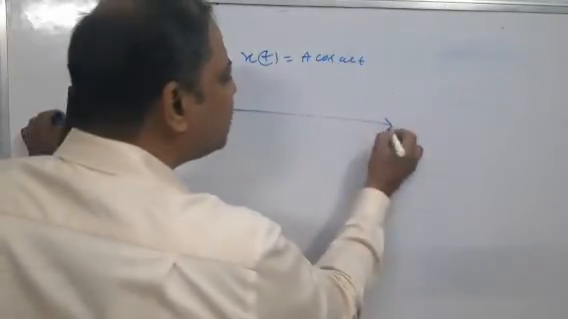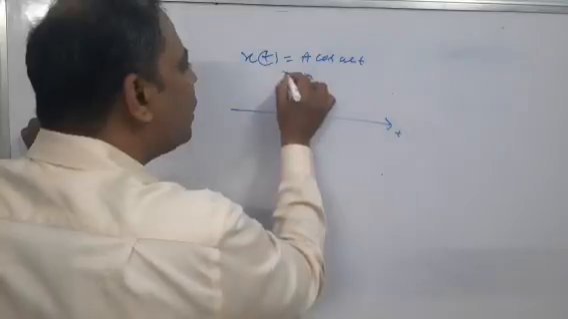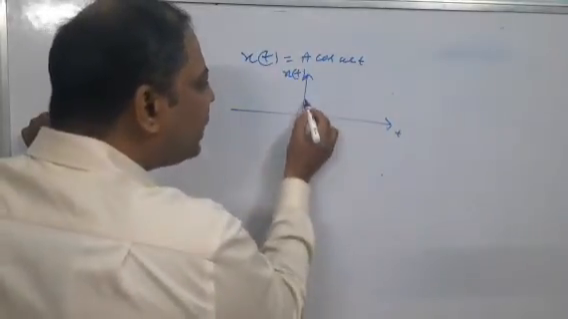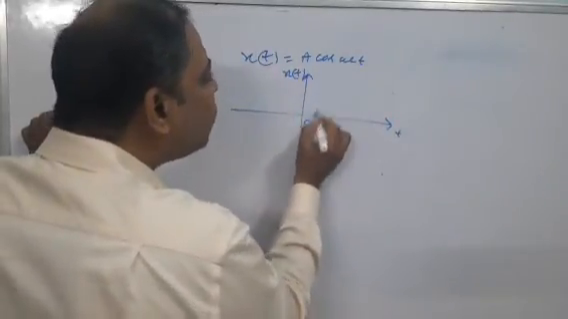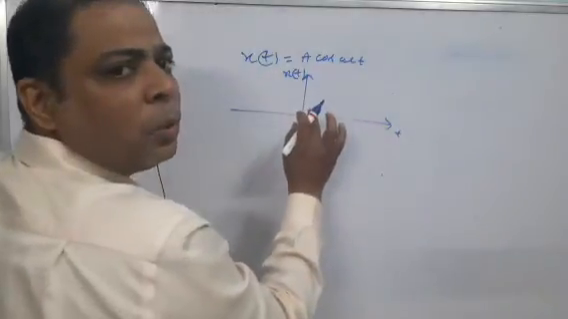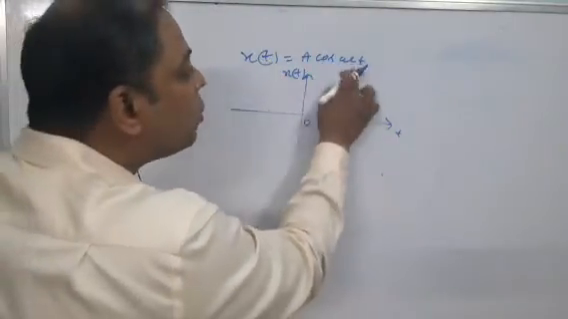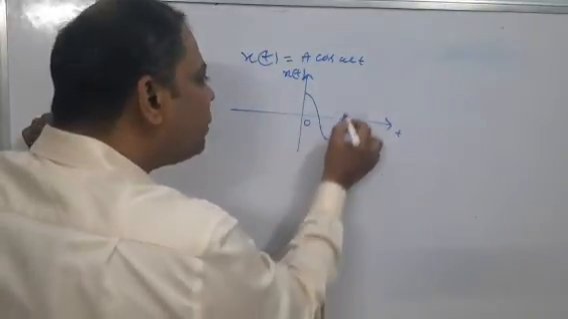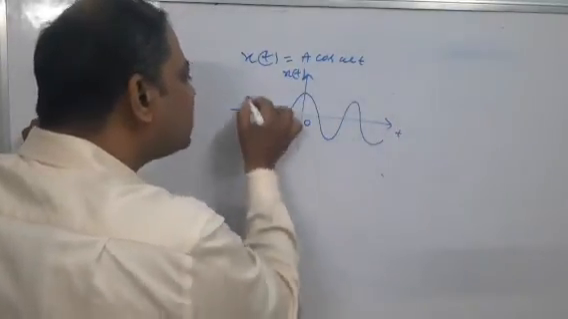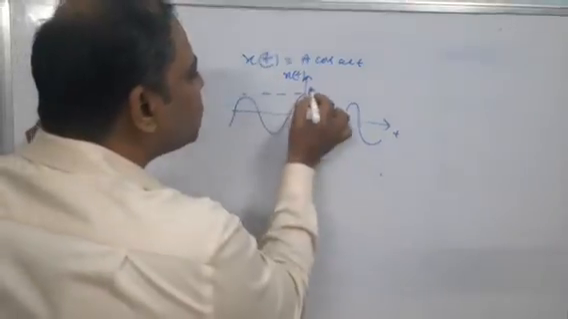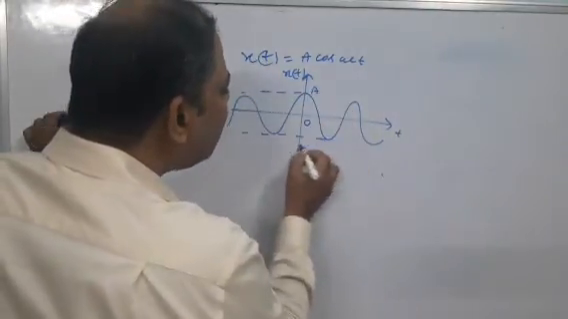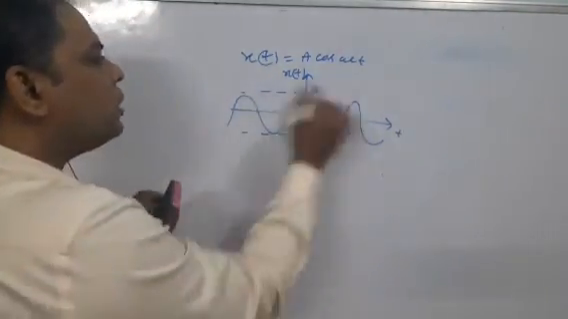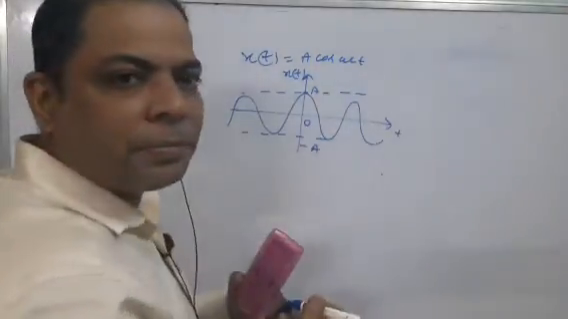That means this is your time axis. Here is your signal x(t). A is the amplitude. Now at 0, the cos signal has value A. Cos 0 is equal to 1. A into 1, that is A. That means it will start from A. You have to sketch in this manner. Both sides you have to sketch. So this amplitude is A. This is your minus A, you can see. So this is your cosine signal plot.